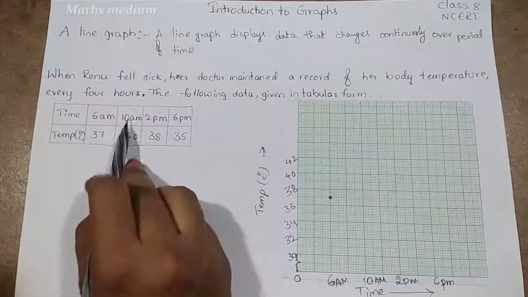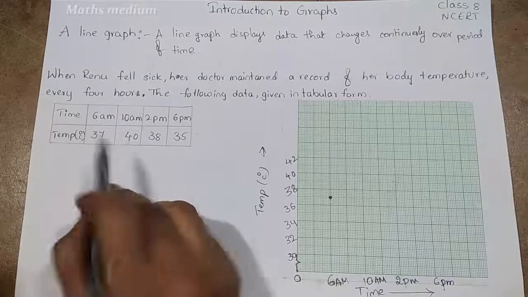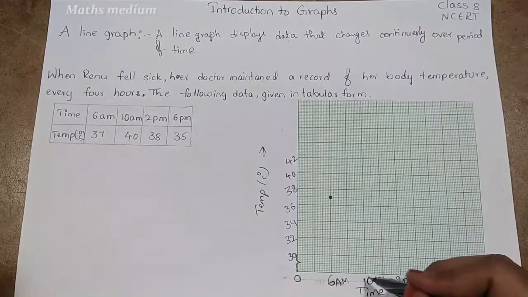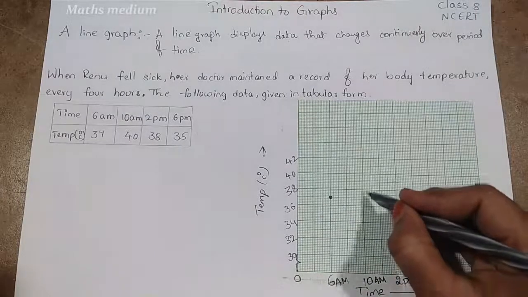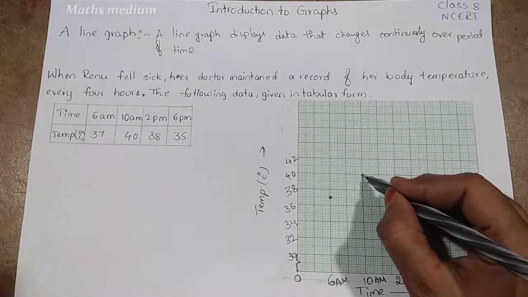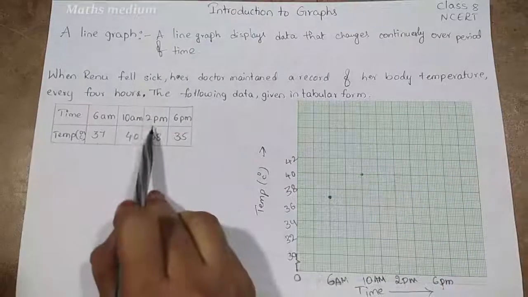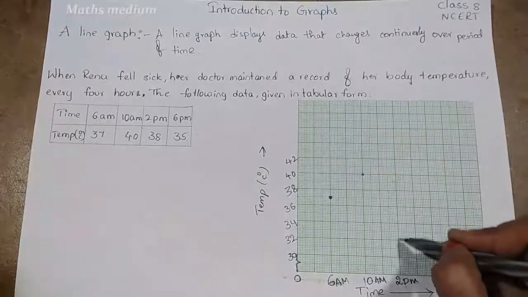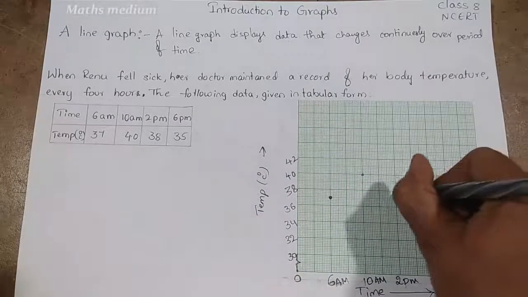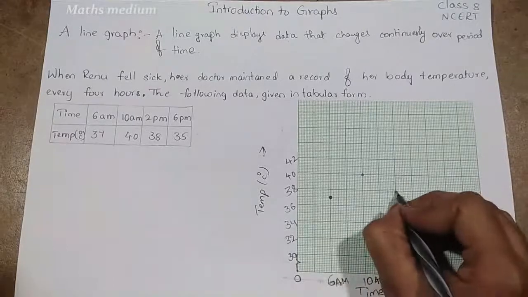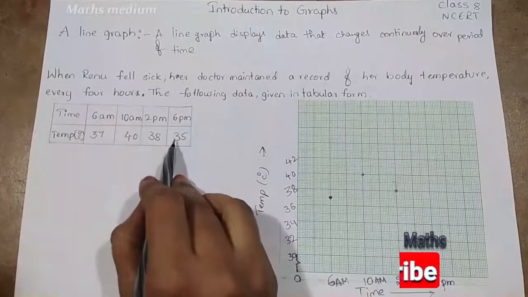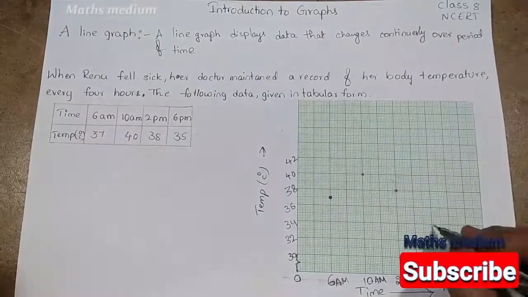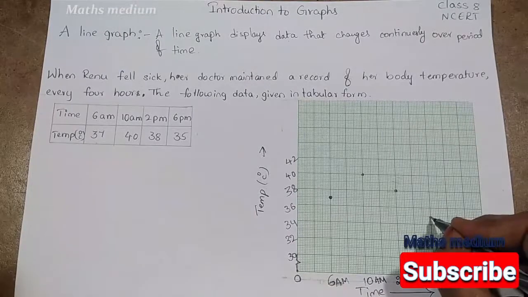Next, at 10 a.m. we got 40 degrees Celsius. Take the 10 a.m. line and where is the 40? Here is the 40. Next, after that, 2 p.m. with 38 degrees Celsius. So 2 p.m. with 38. See, this is 38. 6 p.m. with 35. So at 6 p.m., this is 34 and this is 35, 36. So this is the 35.